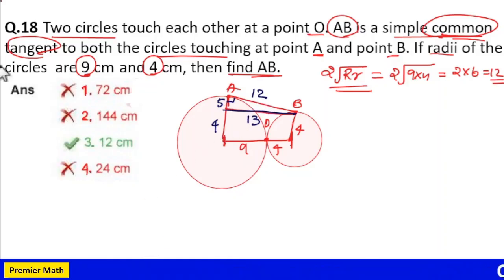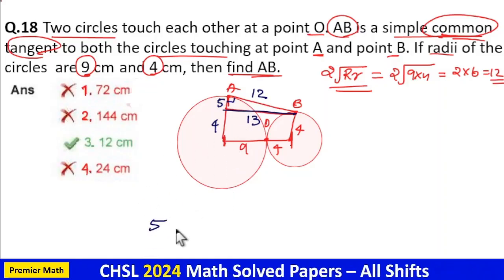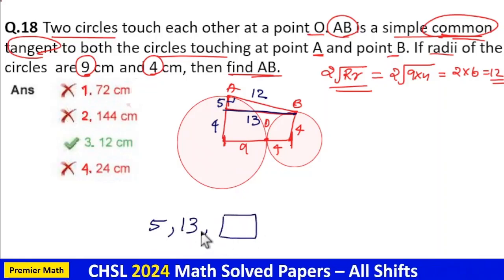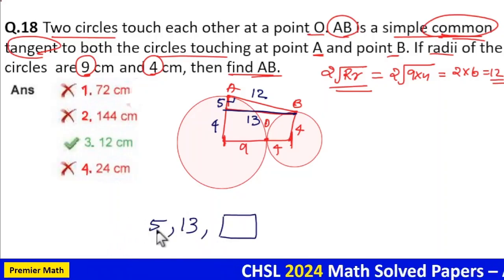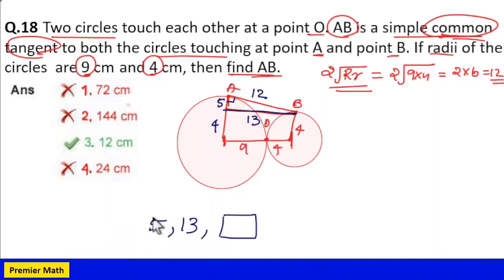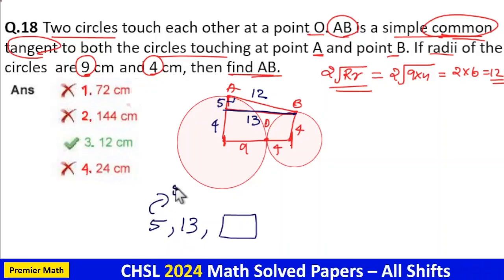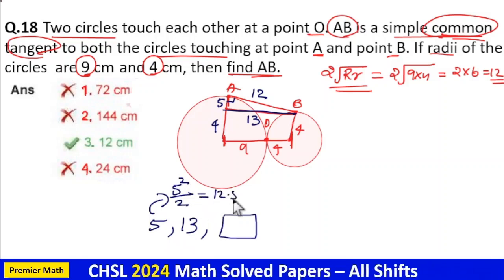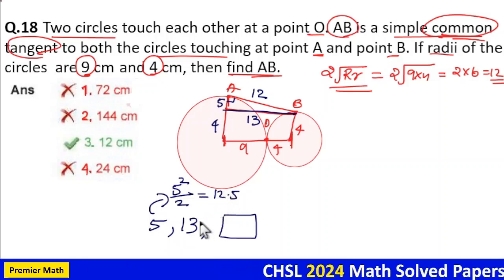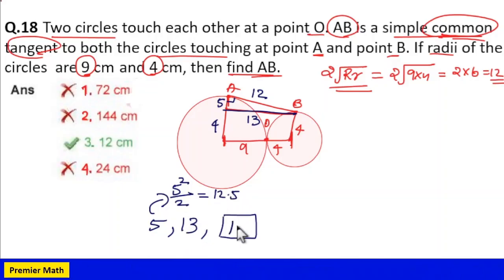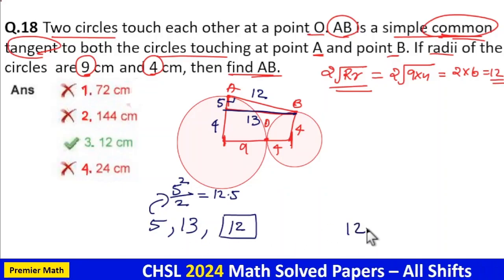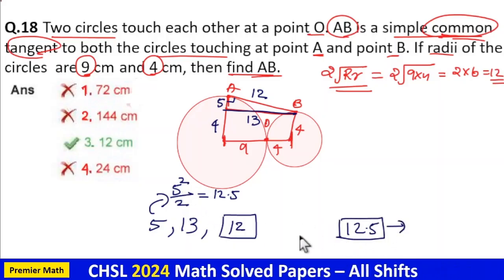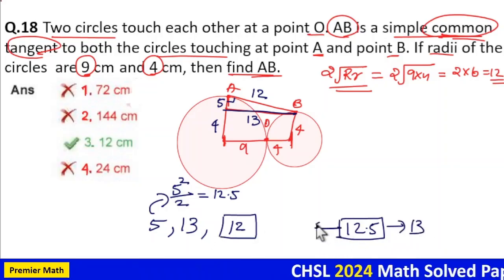Now there is a short trick to find triplets. Here 5 and 13 is given. Now we have to find the third length. Here 5 is an odd number and 5 is the smallest among 5 and 13. Now take the square of 5. 5 square is 25. Now divide it by 2, which is equal to 12.5. Now you can see in 12.5, 13 is here. Now 12 is the third line. That is, when you divide 5 square by 2, we will get 12.5. Now you have 13 here. Now 12 is the third line.